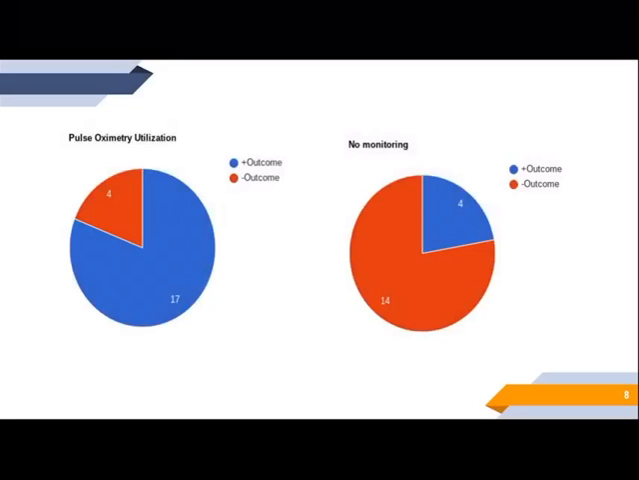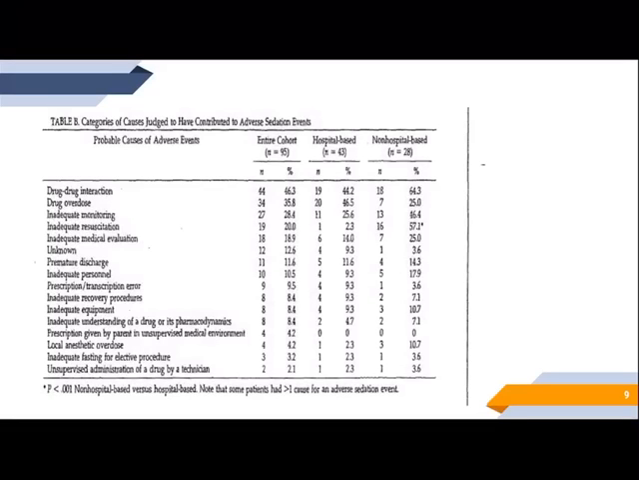The study also looked at negative and positive outcome when monitoring and no monitoring was done. And the monitoring in this case was pulse oximetry utilization. So in the cases where pulse oximetry was monitored, 17 of them had a positive outcome, while only 4 had a negative outcome. When no monitoring was done at all, 14 had a negative outcome, while 4 had a positive outcome. This table just shows the category of causes that the specialists credited to what caused the adverse sedation events. And we can see that the most common causes are drug-to-drug interaction, drug overdose, inadequate monitoring, inadequate resuscitation, and inadequate medical evaluation. And this is the same regardless of whether it's a hospital-based or a non-hospital-based setting.